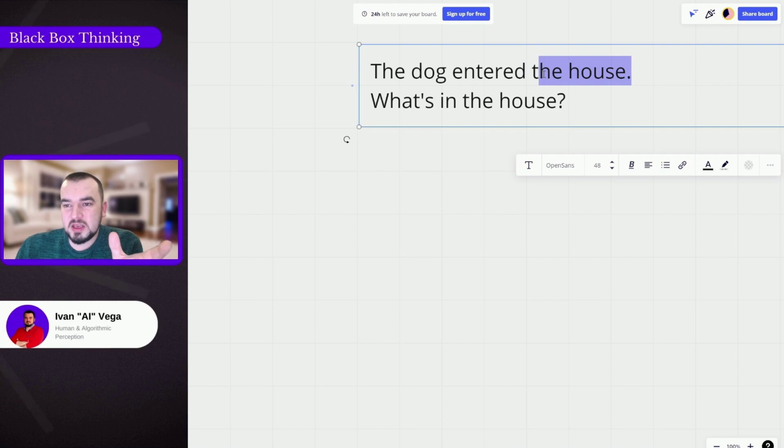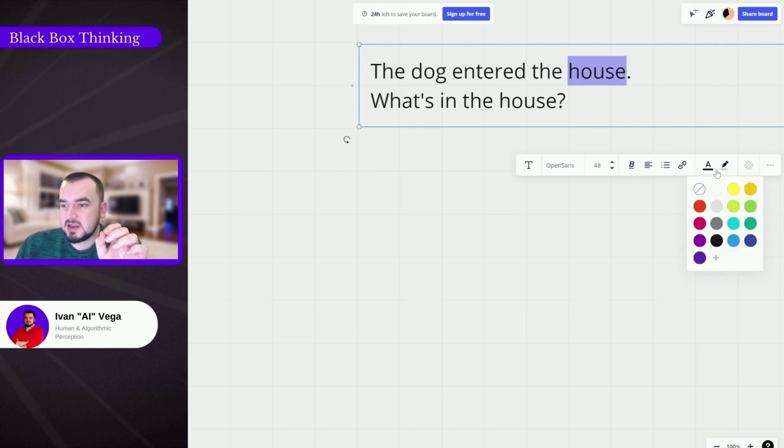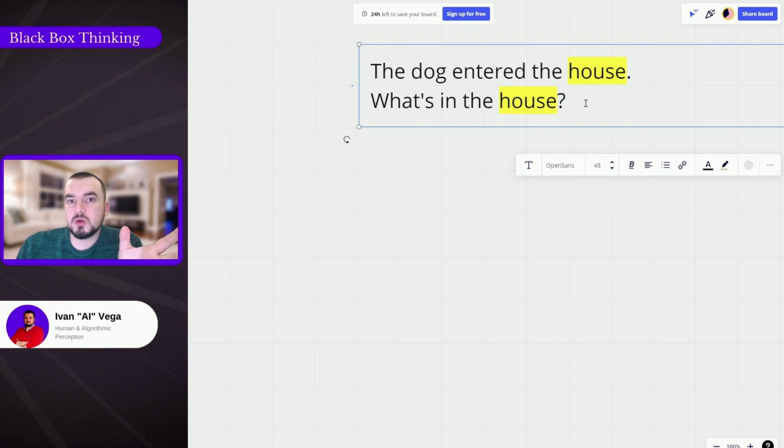So when you speak to ChatGPT, when you enter in a prompt, it doesn't read "the dog entered the house, what's in the house." It still considers the sequence, but it takes all of these words and starts defining what the important words of the sentence are. So in this case, it might consider the house to be the most important thing that we are looking at.